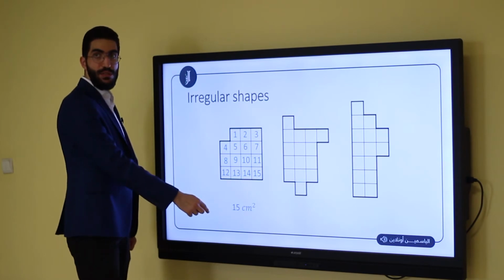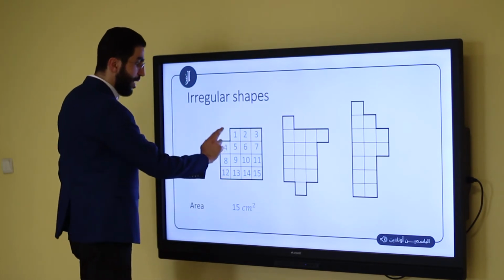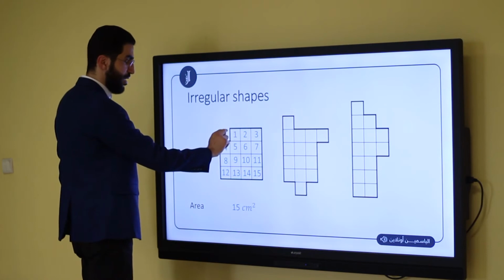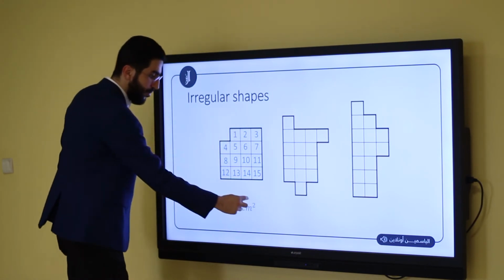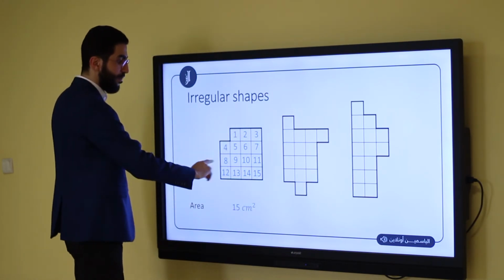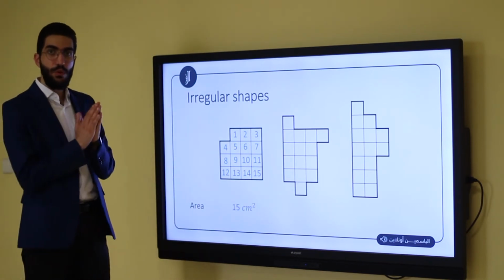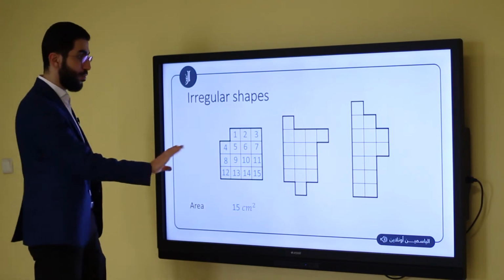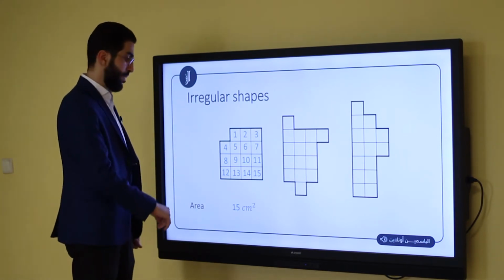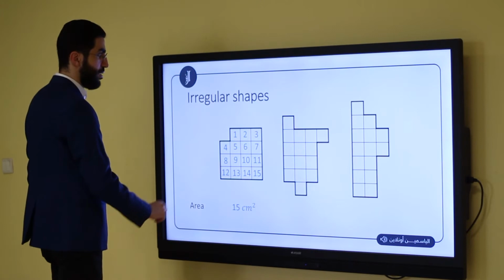This square unit we should add. Why? Because we are counting the squares. We are not counting sides here, okay? So just kind of units. So here we have 15 centimeter squared, okay? So area should always be in square units. It shouldn't be normal centimeters, like the perimeter. Don't forget about this one, it's very important.